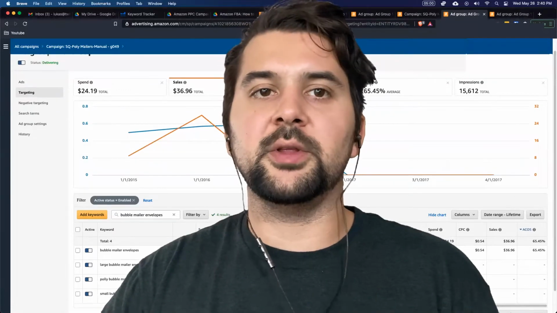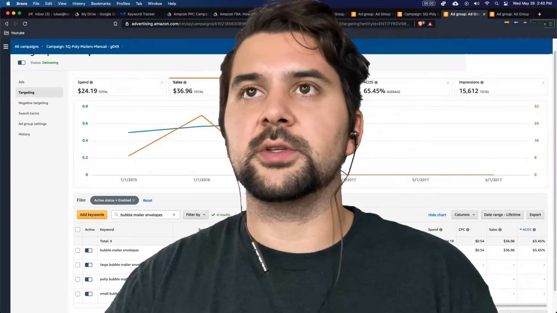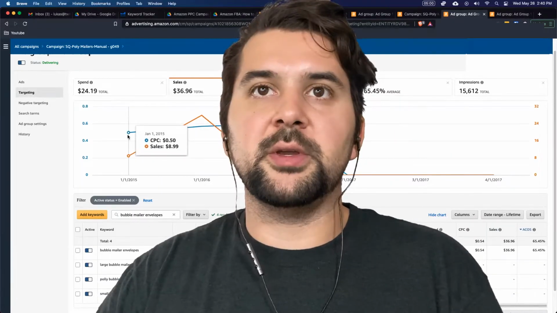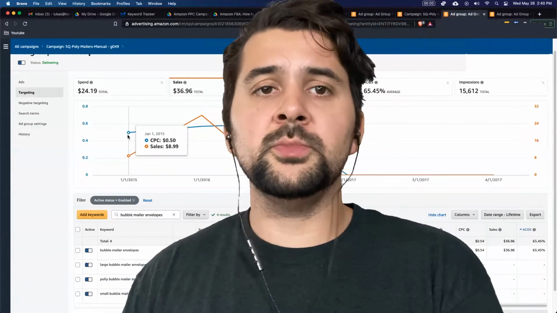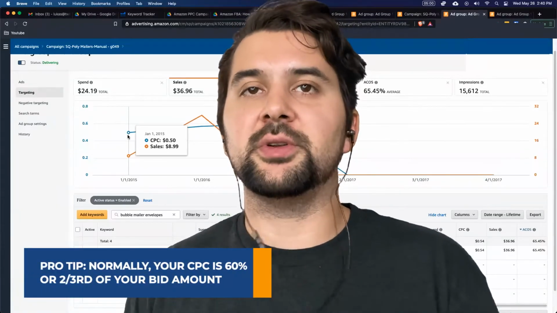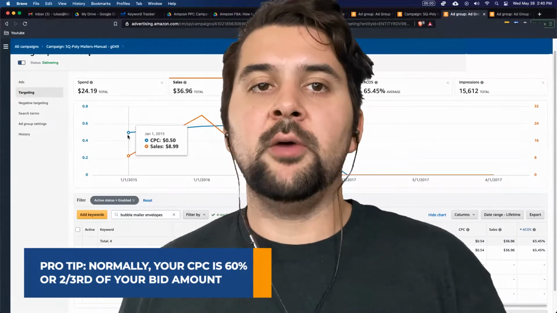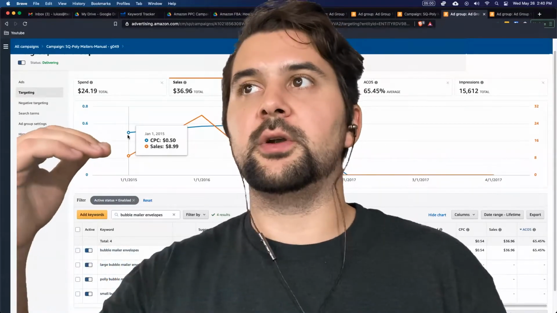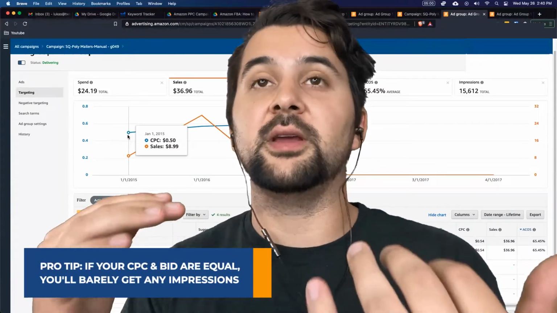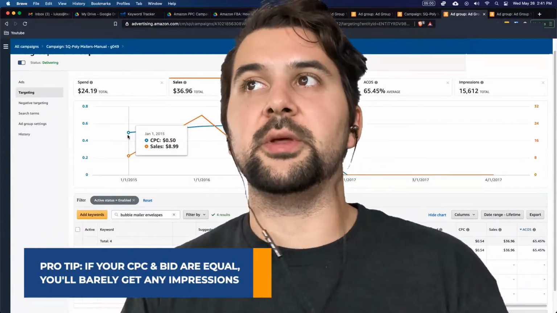So you could look at that and be like, our impressions are down, what's going on? I plotted the CPC here, and so we used to be at 50 cents, which generally your CPCs will fall to about 60% or 2/3 of what your bid amount is. That's it being normal. If your CPC is right where your bid is, then that means you're barely at the point where you can get impressions. You need to bid that up.